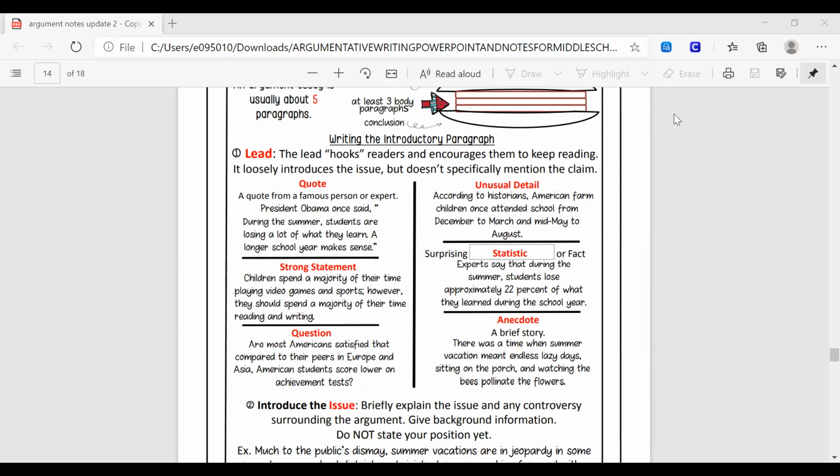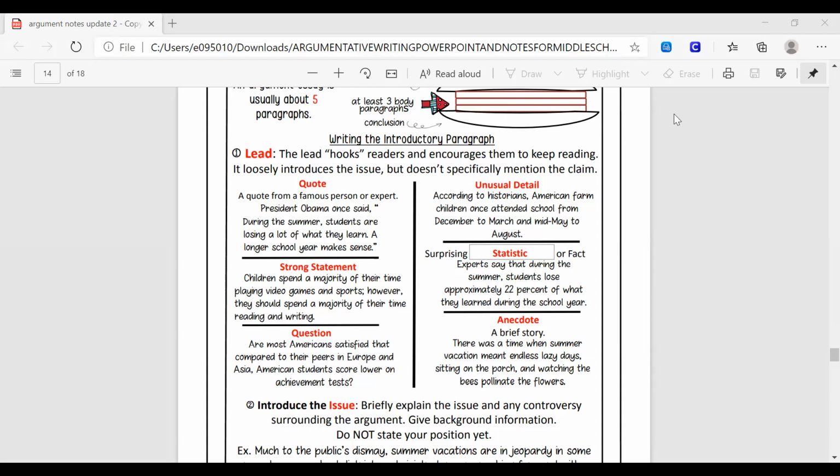You can do this with a strong statement. So strong statement is your next blank. Children spend a majority of their time playing video games and sports. However, they should spend a majority of their time reading and writing. Again, whether you agree with it or not, this is considered a strong statement that could grab a reader's attention and start a paper. So the whole idea between your lead or your hook is to get the reader's attention. Our next box is question. You can do this by asking a question. Are most Americans satisfied that compared to their peers in Europe and Asia, American students score lower on achievement tests?